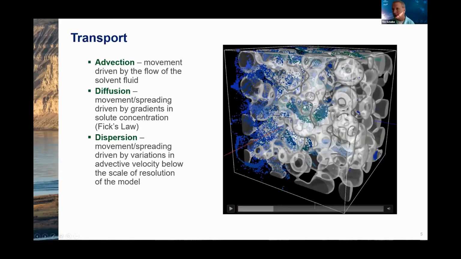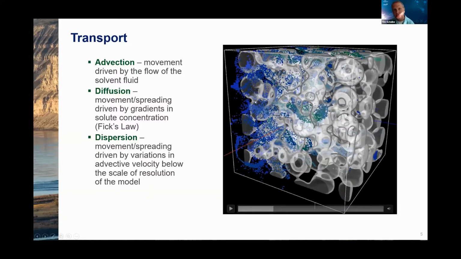One thing we do see is that the advection process is spatially variable. Some areas where they're colored in green have higher velocities, some areas where they're colored in blue have lower velocities. And that leads to some important phenomena at the larger scale.